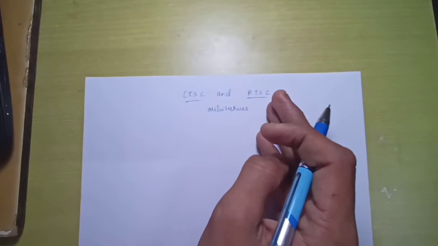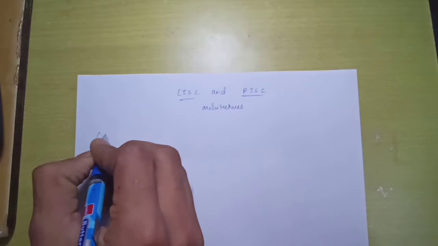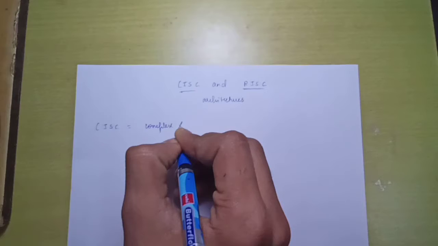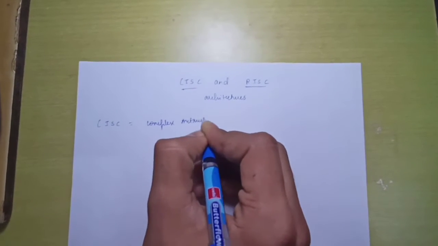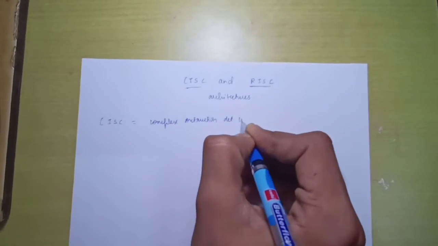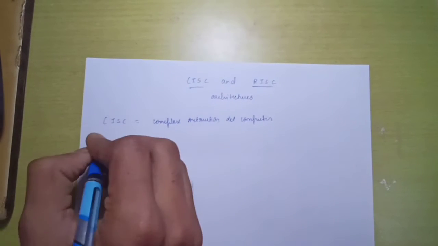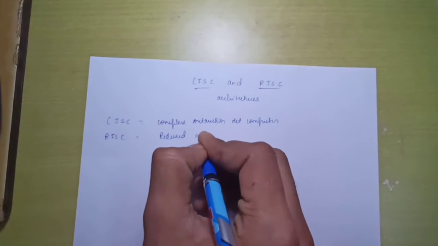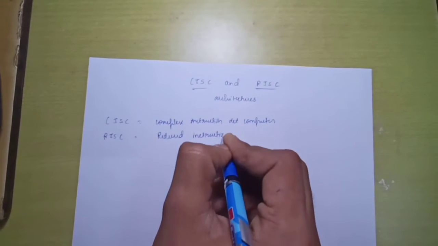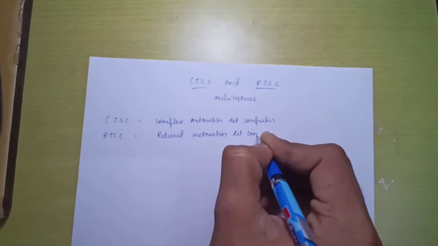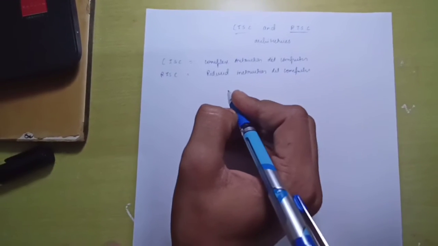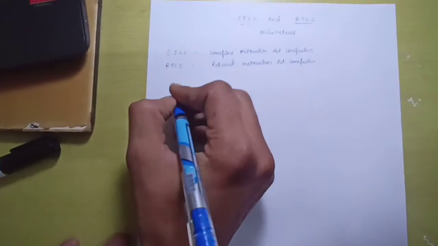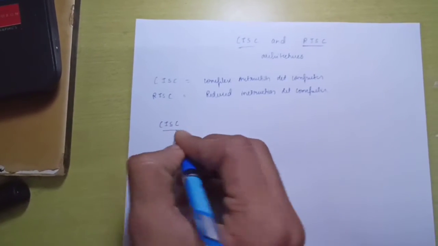So to start with, CISC architecture is complex instruction set computer, whereas RISC is reduced instruction set computer. So first we will understand about CISC architectures.